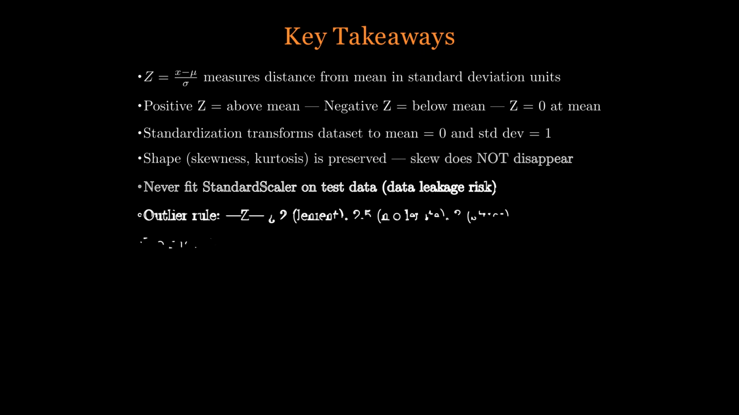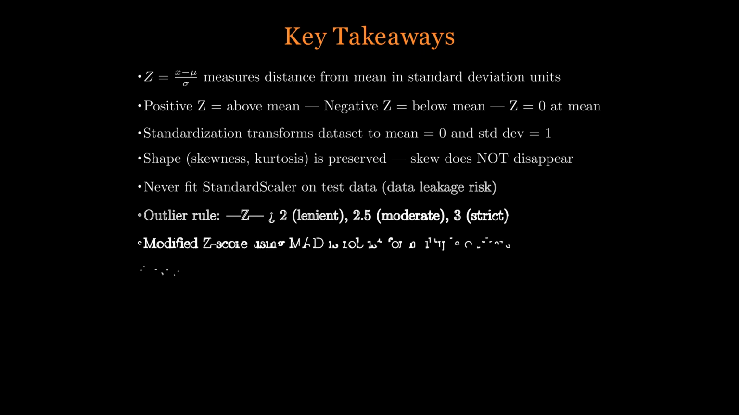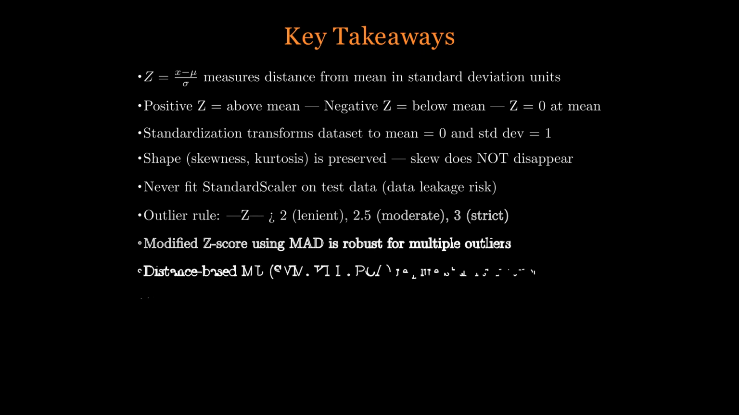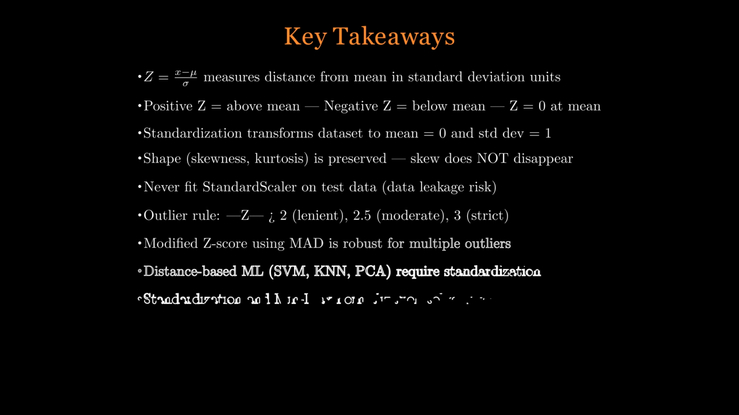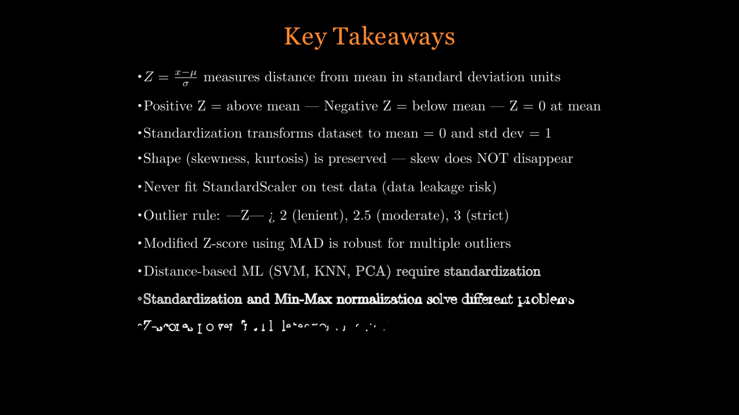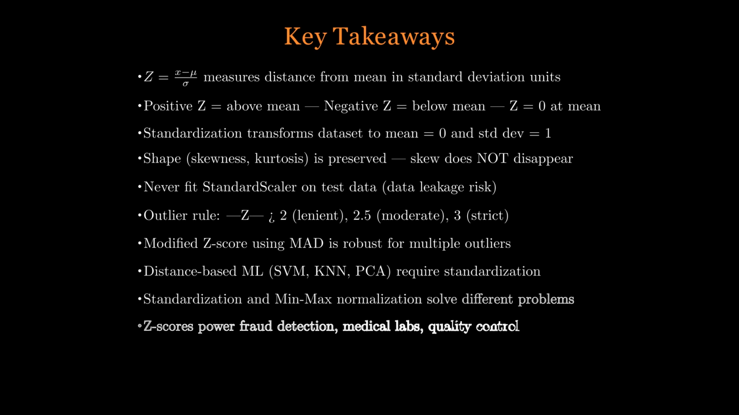Never fit your scaler on test data. That causes data leakage. For outlier detection, choose your z threshold based on tolerance. When multiple outliers exist, use the modified z-score with median absolute deviation. Distance-based machine learning algorithms require standardized inputs. And remember, standardization and normalization are not the same thing. Finally, z-scores power real-world systems like fraud detection, medical diagnostics, and industrial quality control.